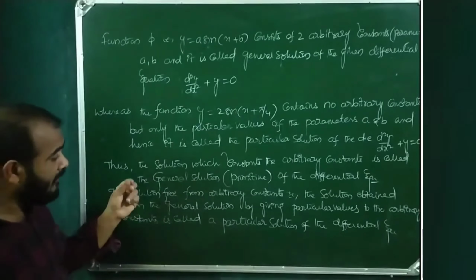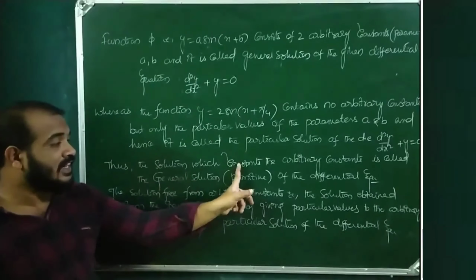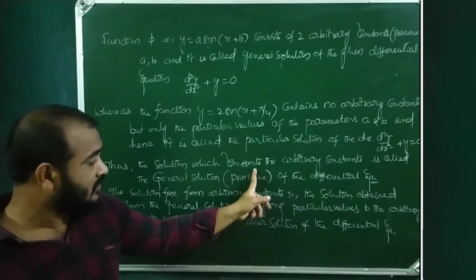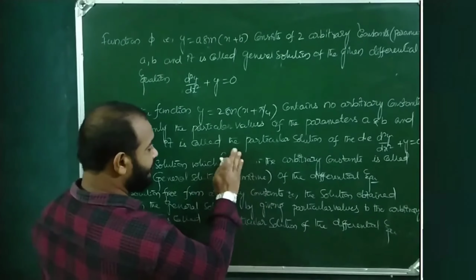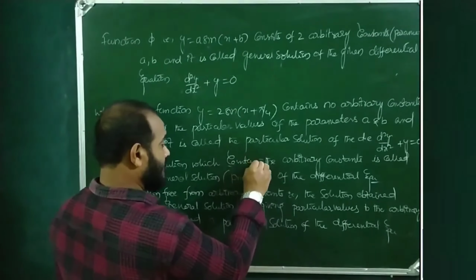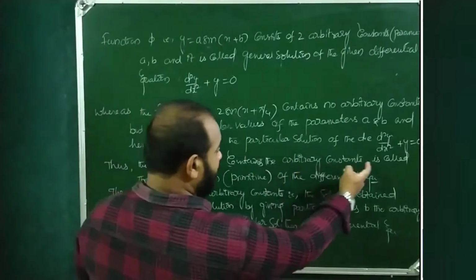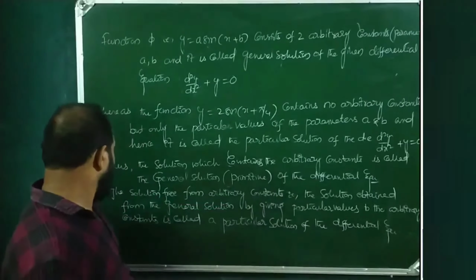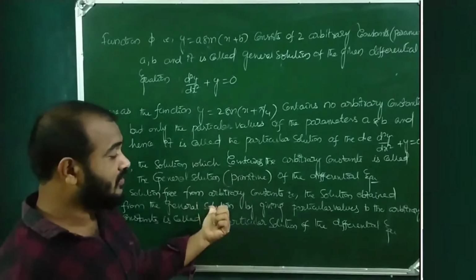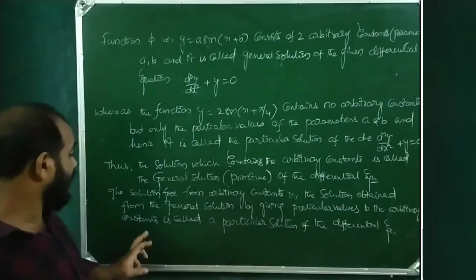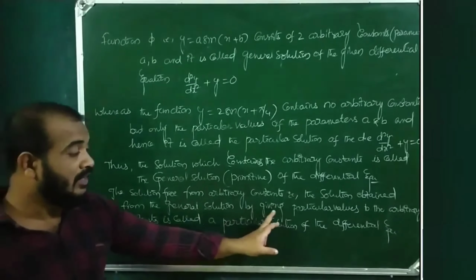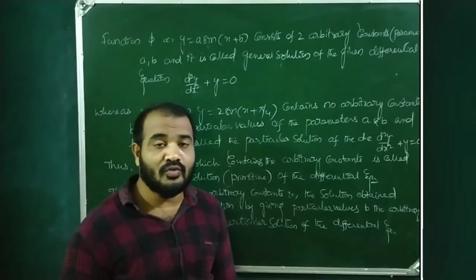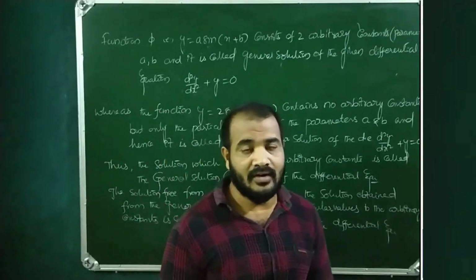Thus, we can arrive at a conclusion that the solution which contains the arbitrary constants is called the general solution or primitive of the differential equation, and the solution free from arbitrary constants, that is, the solution obtained from the general solution by giving particular values to the arbitrary constants, is called a particular solution of the differential equation.